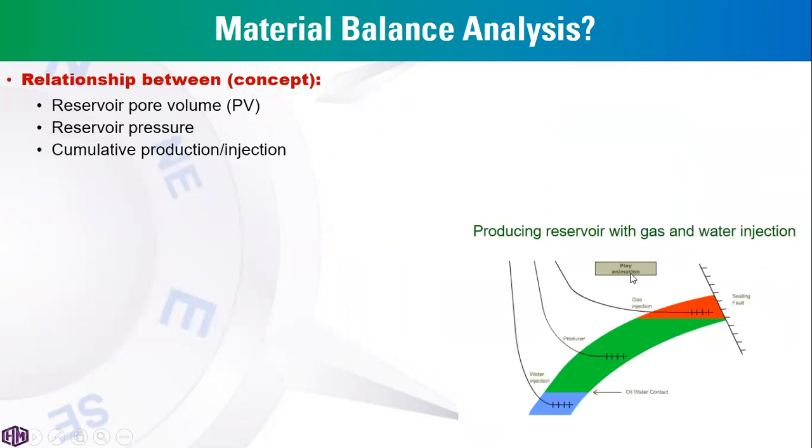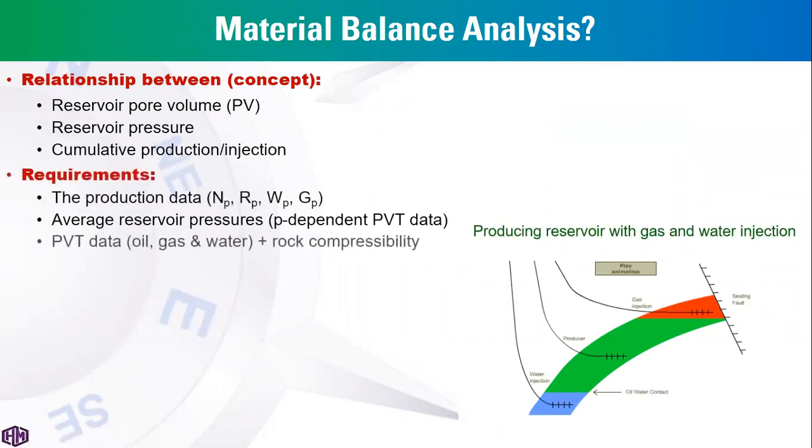So for material balance, as a quick overview, it's simply a relationship between pore volume, reservoir pressure, and the cumulative production or injection. As you can see in this subsurface system, we may have some oil zone. We may have some water aquifer or maybe water injection operations. And on the top of this oil reservoir, we may have a gas cap or maybe gas injection.